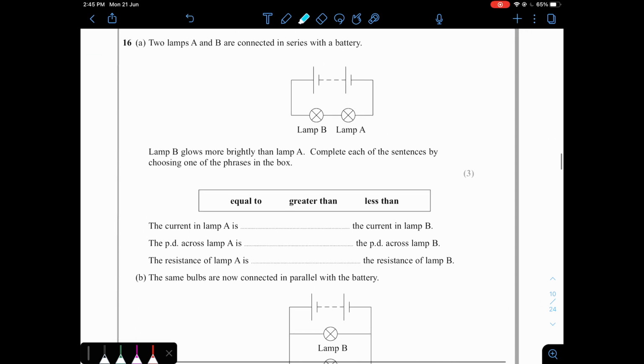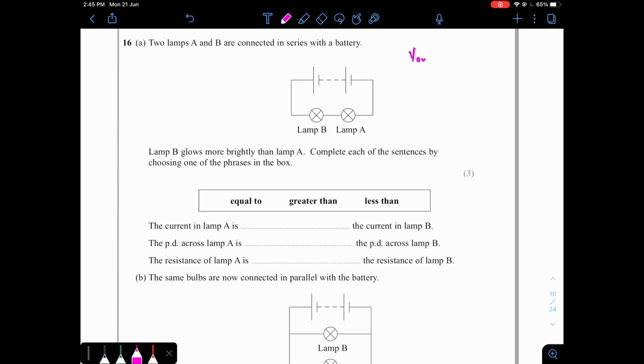Question number 16. 2 lamps A and B are connected in series with the battery. Lamp B glows more brightly than lamp A. Complete each of the following sentences by choosing one of the phrases in the box. Now they have not told you to use all of the options. So it's very important that you remember that you do not have to use all of the phrases.